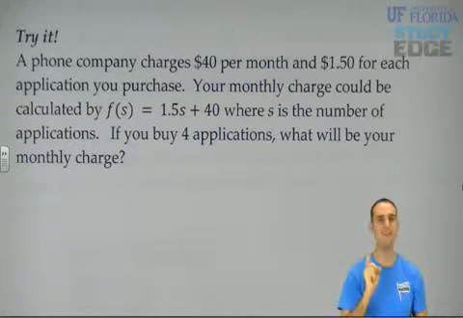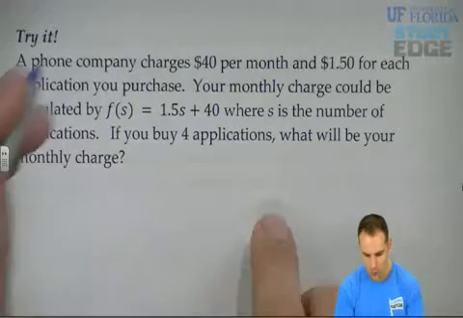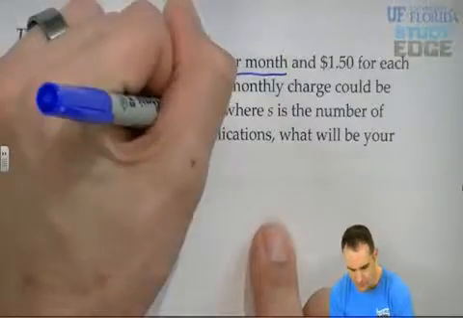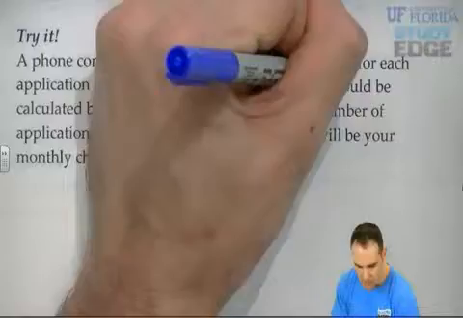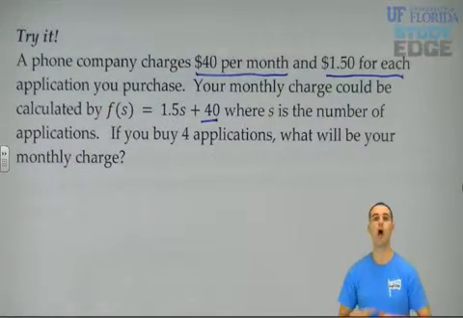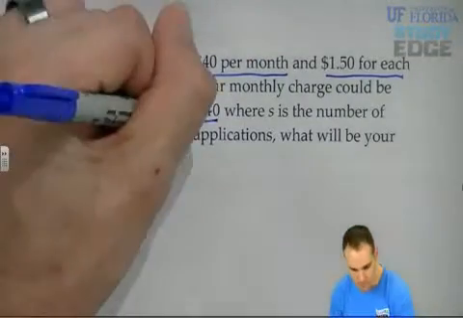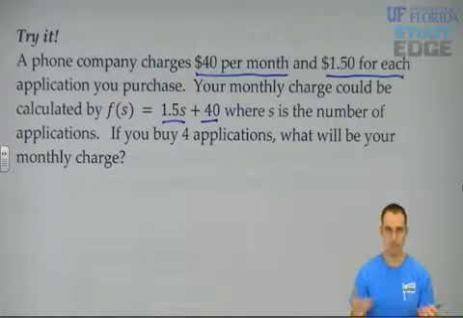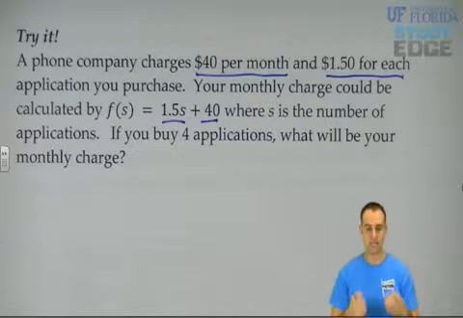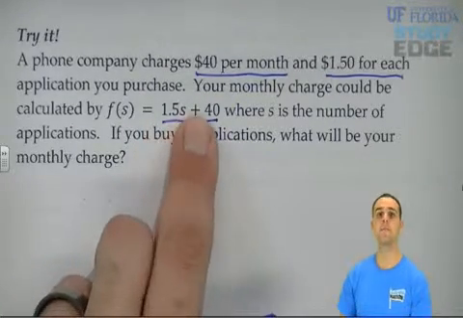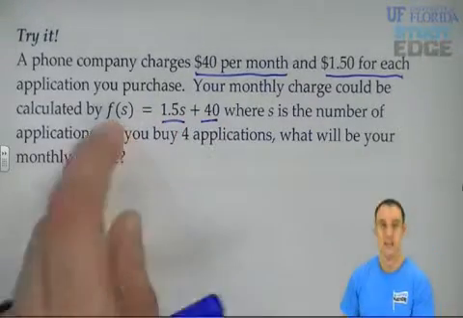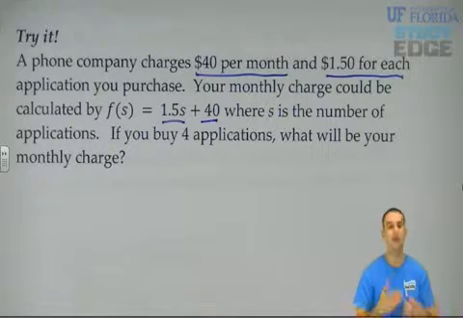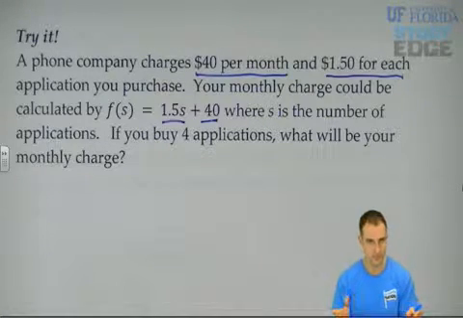Yes. But how did they come up with it? $40 per month. So automatically, you add 40. But then it says $1.50 for each application. $1.50 each would be 1.5 times the applications. $1.50 each plus the $40 per month will give you your monthly charge. This is how you decode the equation with the question.